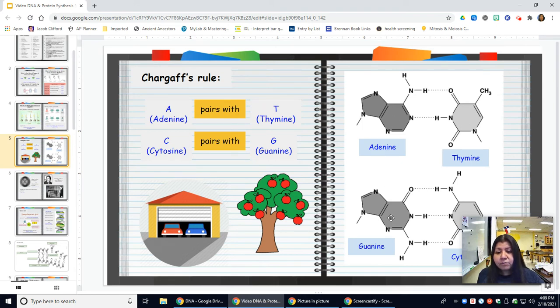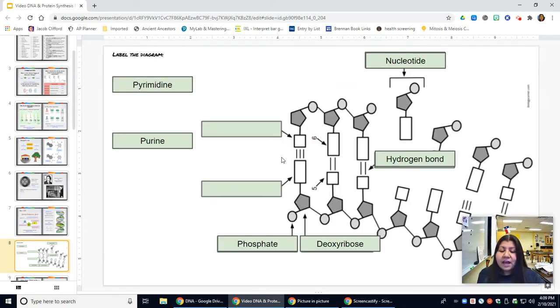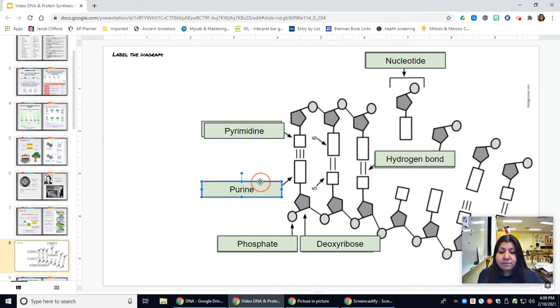So my darker gray rings are called purines, okay? And those are purines because they have 2 rings there. The ones that are lighter gray are my pyrimidines. They only have 1 ring there. So that means that I always have to have a purine pairing with a pyrimidine. So let's go back over here. I can see right here I have a little box. Because it's a little box, I know that it's my smaller structure, which is my pyrimidine. Right here I have my bigger box, so I know that that's a purine.